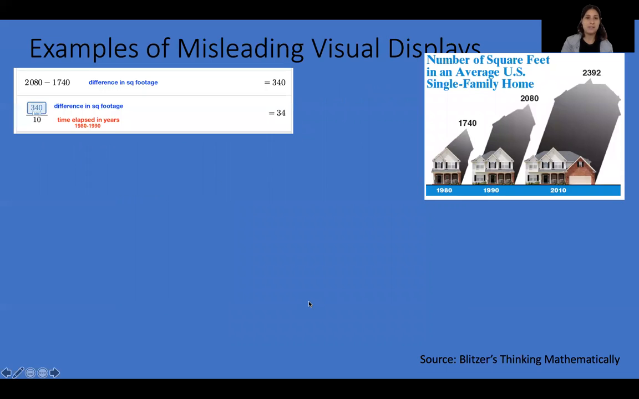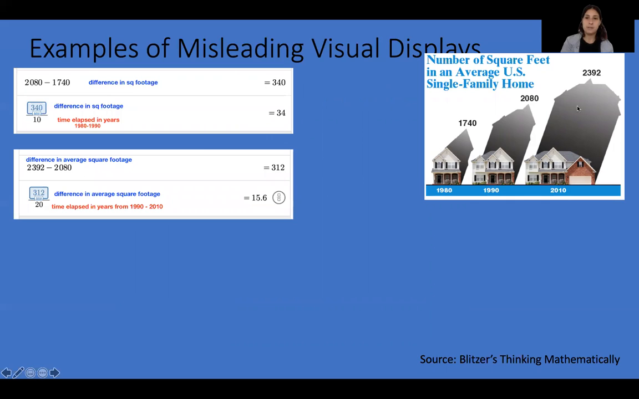Let's actually do the math to see what's happening. If we take the difference in the square footage between 1980 and 1990, we get 340. Divide that by the 10-year time span, and we get 34 square feet on average per year. Let's do the same for 1990 to 2010. Subtracting those square footages, we get 312, and dividing that by the 20 years that have elapsed, we get 15.6 square feet on average per year. This is quite a big difference, more than double over the first 10 years.